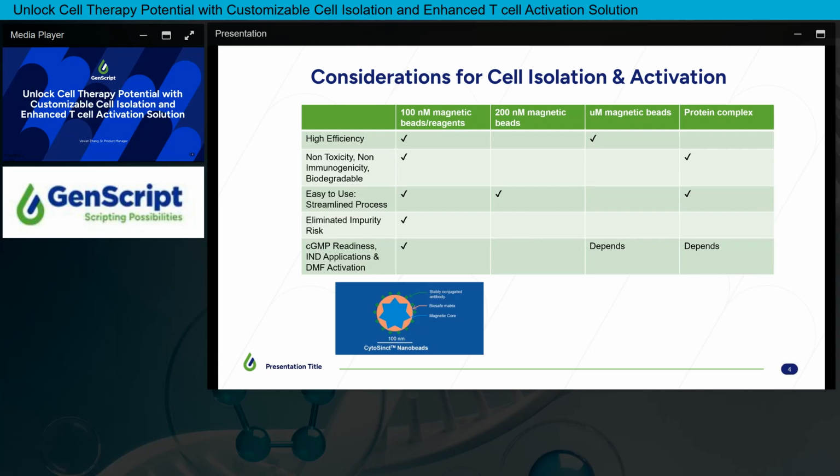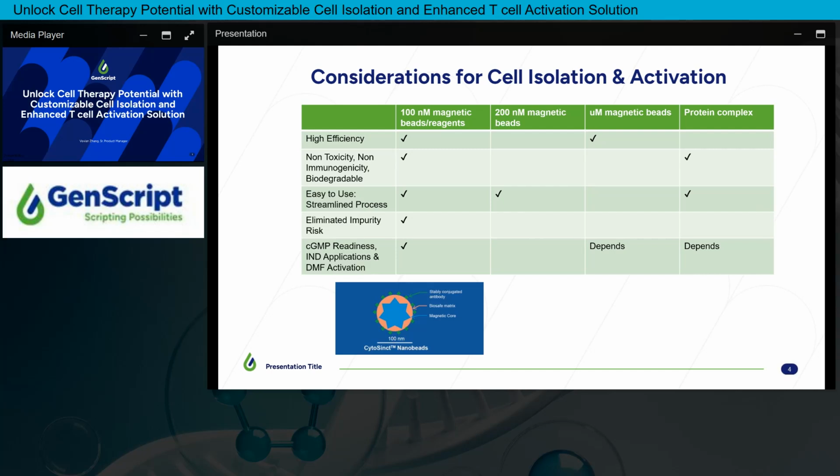And when it comes to a totally soluble protein complex, those types of products are typically very easy to use because they are considered fully soluble, but the performance and the efficiency of activation or isolation will need to be further evaluated and compared so that you can make the best decision for your workflow.